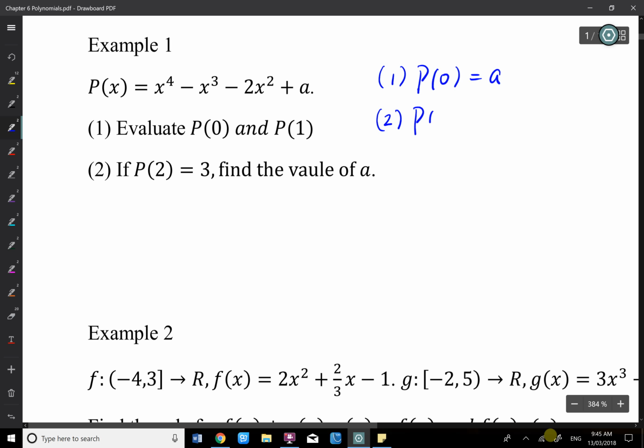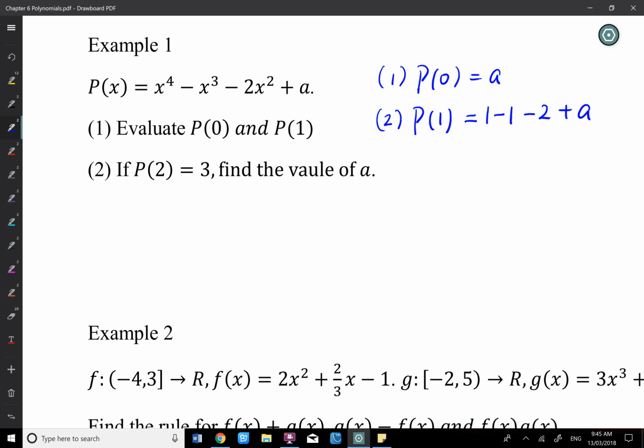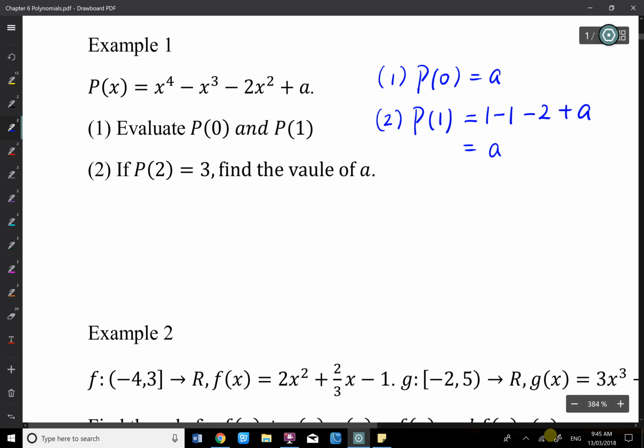Second one, what's P(1)? P(1) is 1 minus 1 minus 2 plus A. When you substitute x equals 1, you only change x. You don't change A. A is the constant, just something you don't know the value of. But when you replace x by 1, you only change the x value. So what you have here is A minus 2. P(1) is A minus 2.